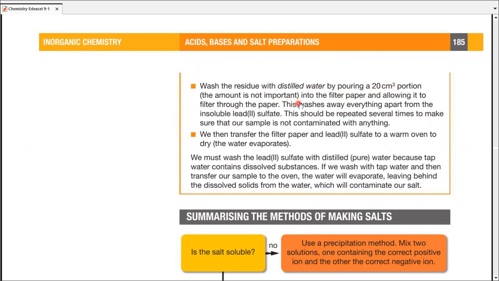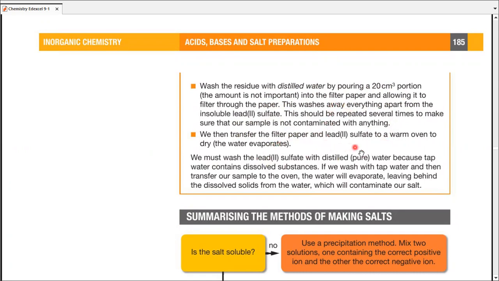Portion size is not important, but allow it to filter through the filter paper. This washes away everything apart from insoluble lead sulfate. This process should be repeated several times. So wash with distilled water like 3 times, 4 times, or 5 times, several times. Make sure that your sample is washed from every single side. There is no dry part or there is no contamination left.